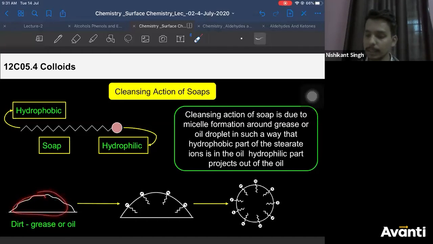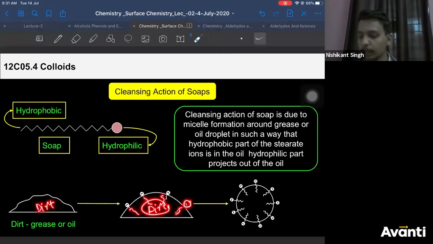So what happens is the hydrophobic part of the soap gets attracted towards your dirt. So this is your hydrophobic part. It gets attracted towards your dirt, whereas the hydrophilic head is pointed outwards towards water, because outside there will be a lot of water molecules. Correct? So when they do it, see carefully, this is continuously done and you get a micelle.